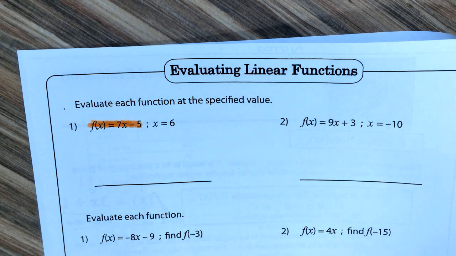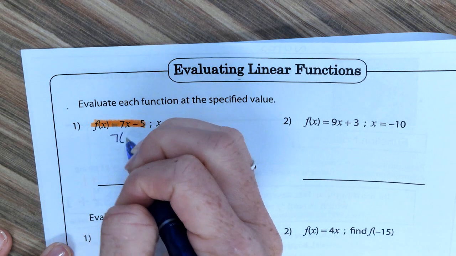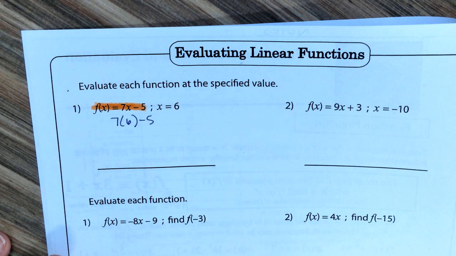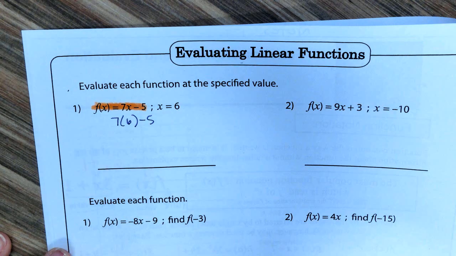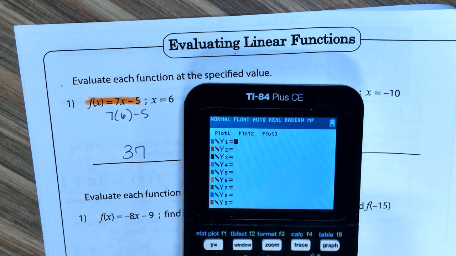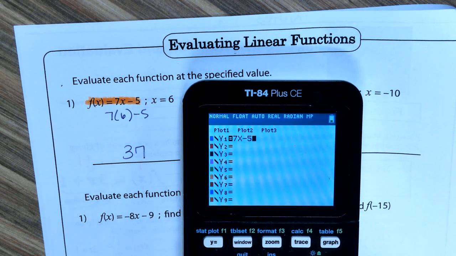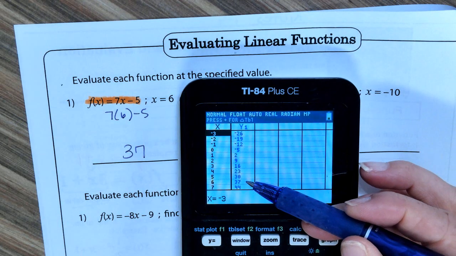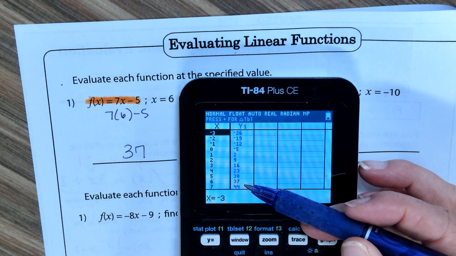If I did it by hand, I would say, well, what is 7 times 6 minus 5? Well, 7 times 6 is 42, and 42 minus 5 is 37. Could I have put it in my y equals button, though? So if I went to y equals and typed in 7x minus 5 and hit table and went to x is 6, you can see the answer is 37.